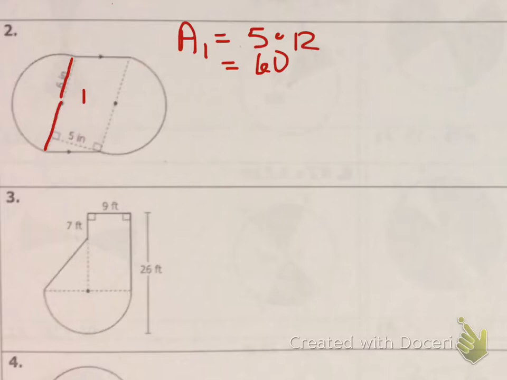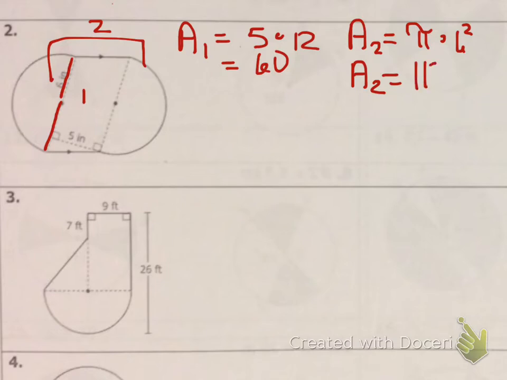Okay. Now, I do need the radius because of this circle right here. Region 2 and region 3 are both semicircles, and I can join those together for one circle. So I'm going to get rid of this and say this right here is region 2. I would use pi times 6 squared to get that one. When I do that, I get 113.1.